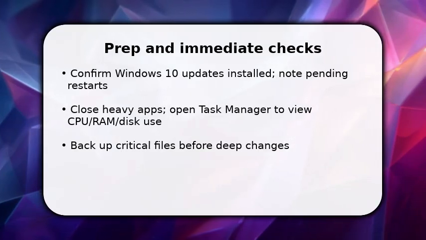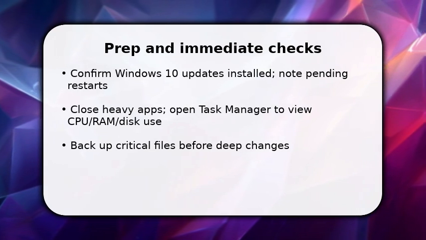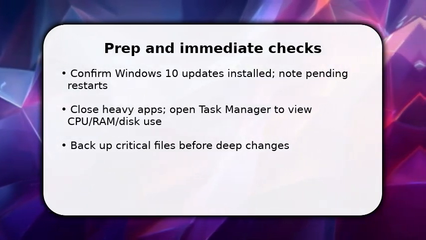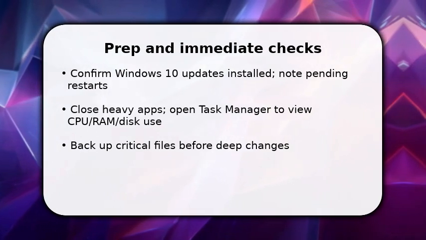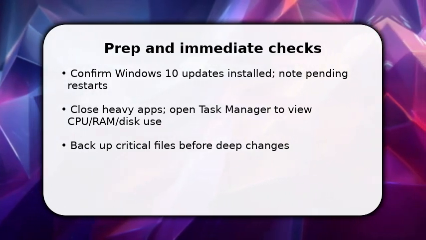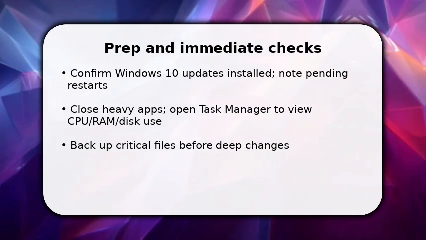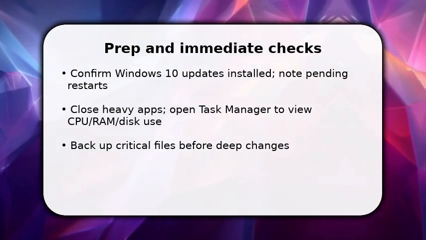You start by confirming Windows updates are applied and any restart pending. This often resolves performance issues. Next, close browsers and heavy apps, then open Task Manager to identify CPU, memory, or disk culprits. If disk usage is near 100%, make a note.